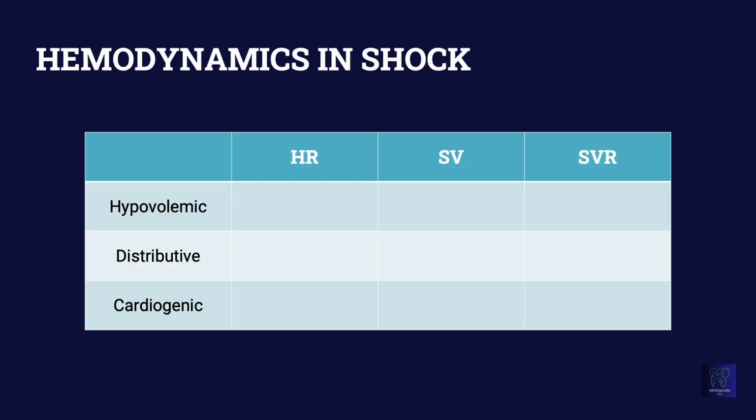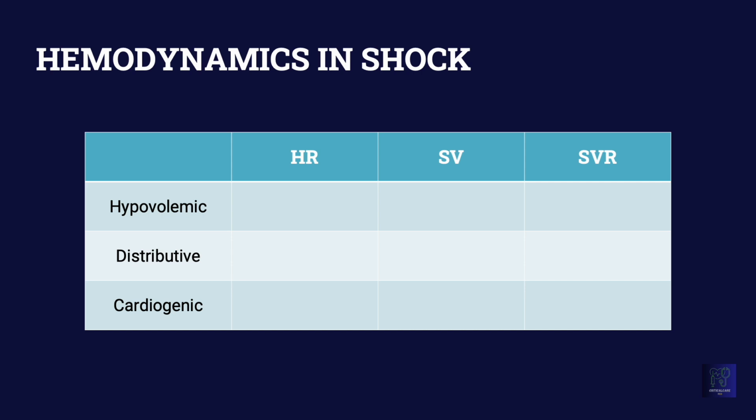Let us see how these physiologic determinants change in each type of shock. Initially, we are going to be focusing on hypovolemic, distributive, and cardiogenic shocks, which together constitute around 98% of the shocks we see in ICU.